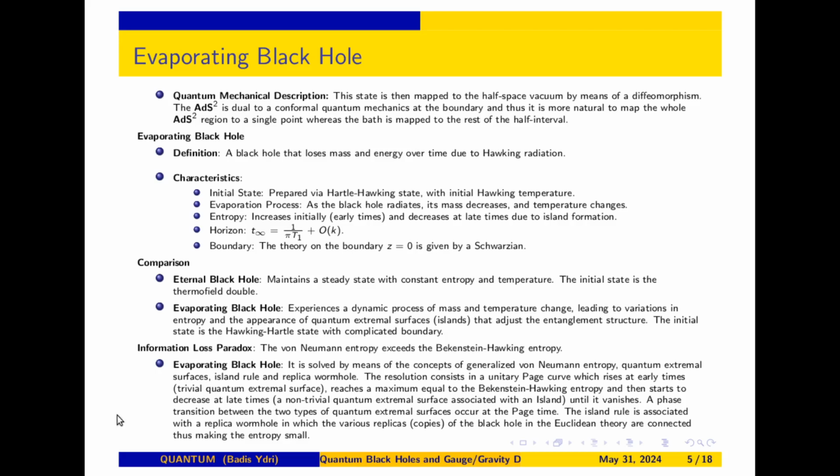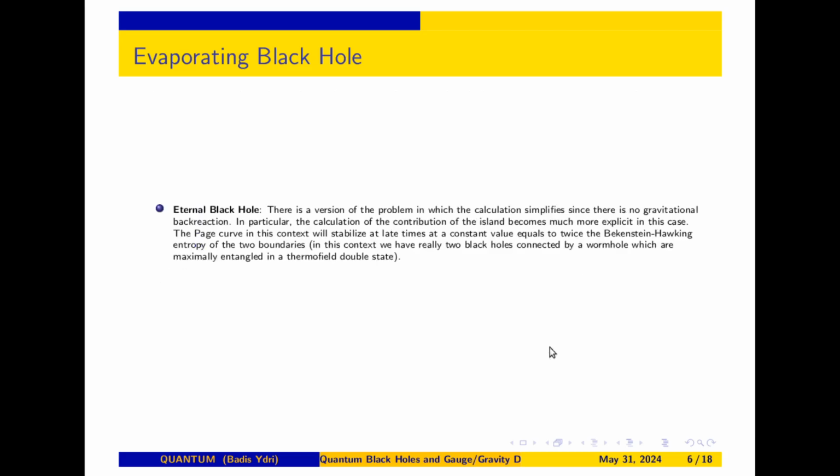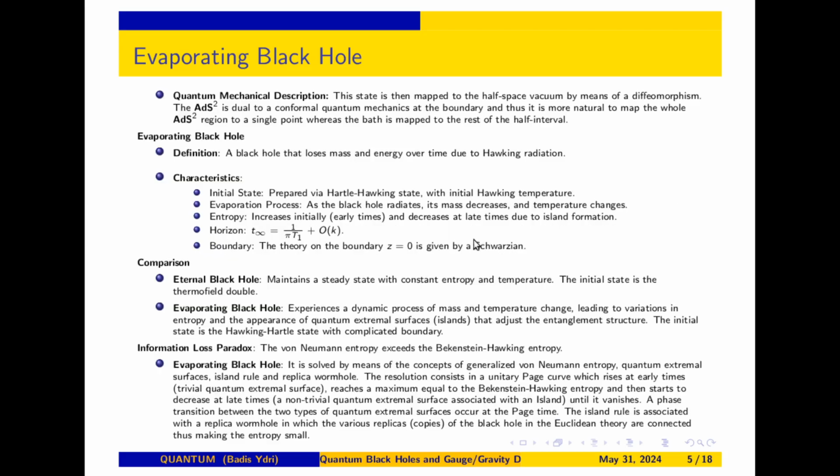The information loss paradox is the statement that the von Neumann entropy exceeds the Bekenstein-Hawking entropy. For an evaporating black hole, this paradox is solved by means of the concepts of generalized von Neumann entropy, quantum extremal surfaces, the island rule, and replica wormholes.